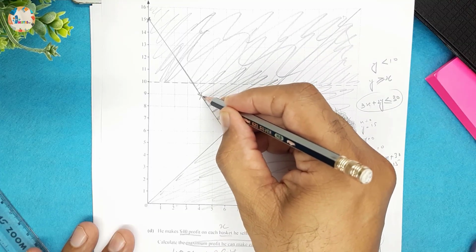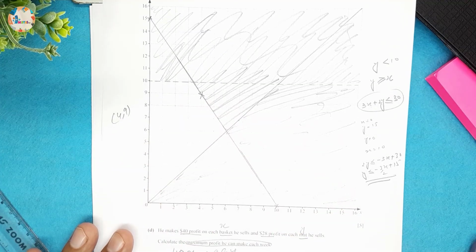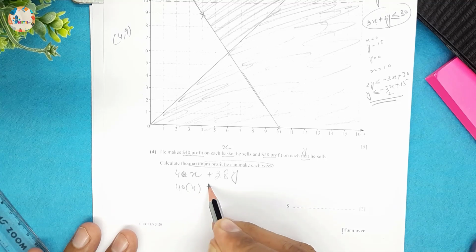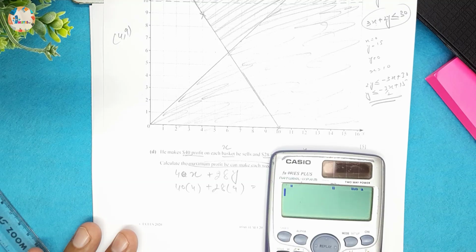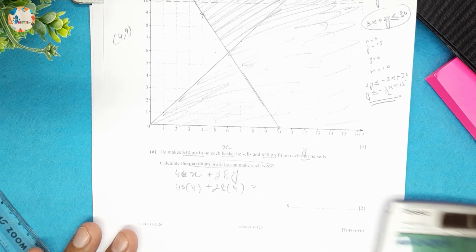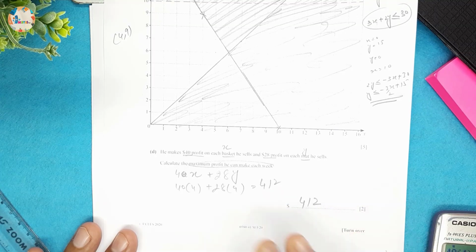So this is the point which has coordinates (4, 9), and if we check for (4, 9), this will be 40 into 4 plus 28 into 9, and this will be the profit. If we calculate this, 40 into 4 plus 28 into 9, this results in $412. So $412 will be the maximum answer.